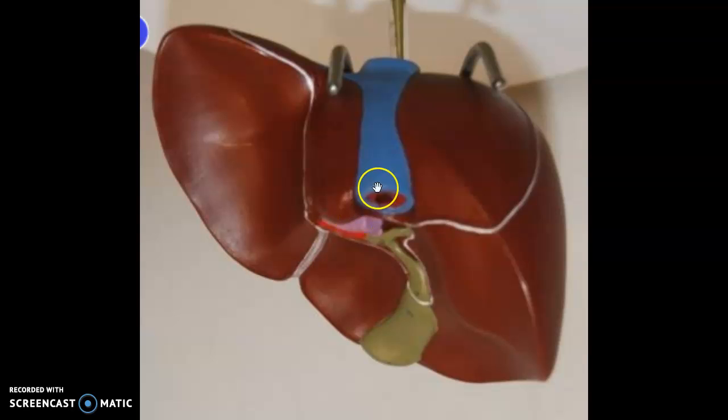So we have this lobe right here that's separated from the right lobe by the inferior vena cava. And it's separated by this ligament right here from the left lobe. This is the caudate lobe because it's facing the tail, or it looks like the tail of the liver. Now there's 4 lobes. Left, right, caudate.